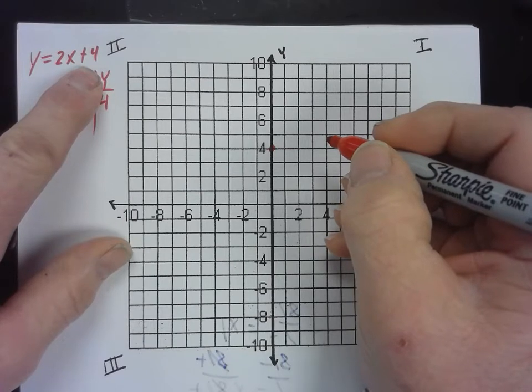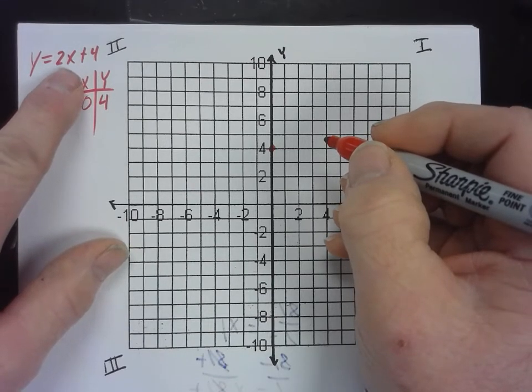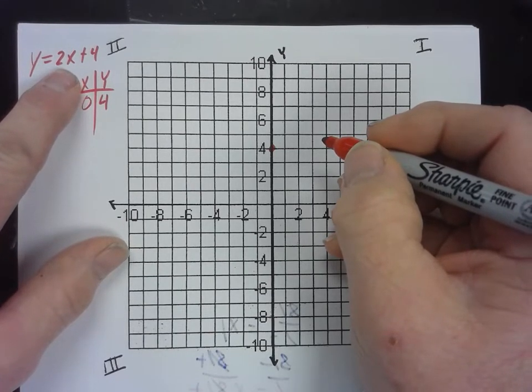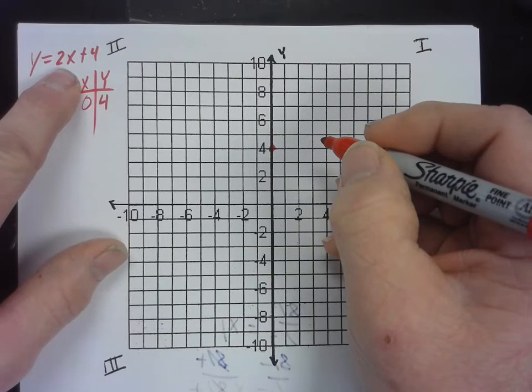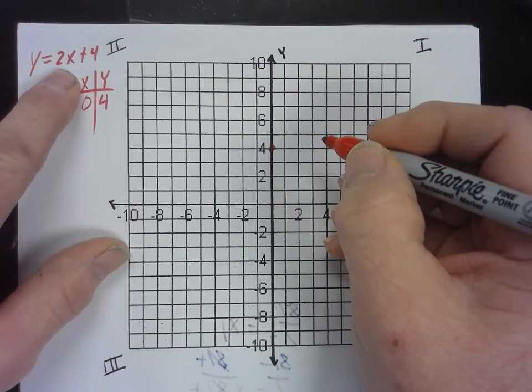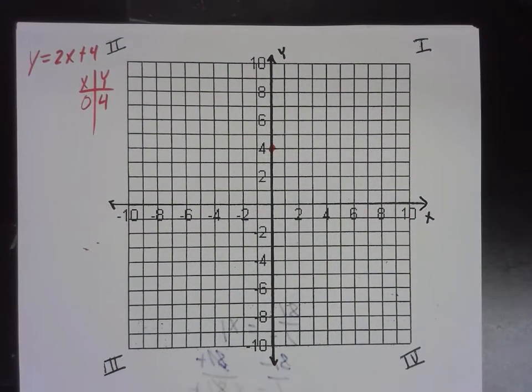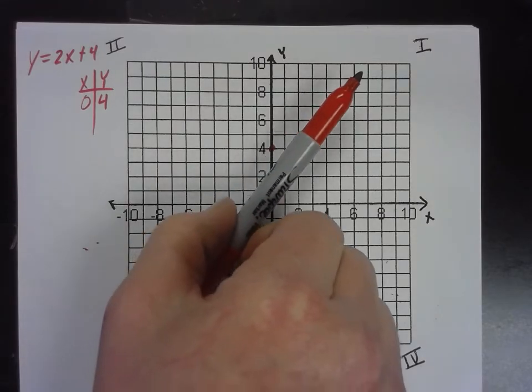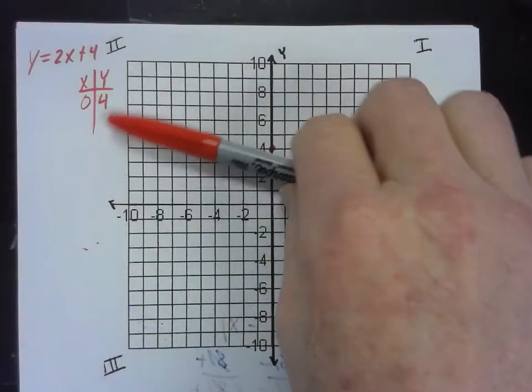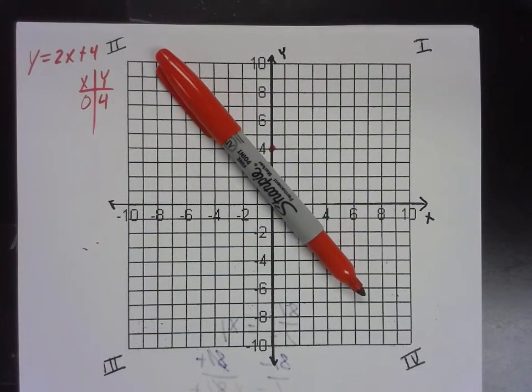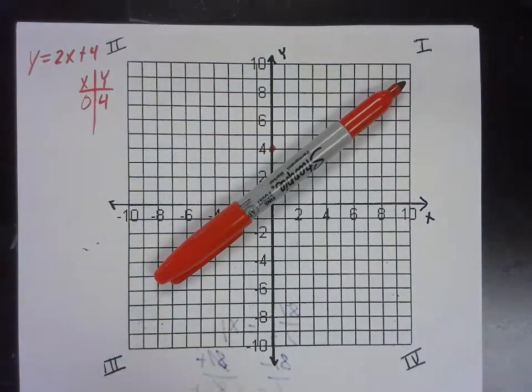Okay? Notice the coefficient of x. What is the coefficient of x? Say it louder. 2. Let's all try it. What's the coefficient of x? 2. Yeah, 2. Okay, notice that it's positive. What does that tell you about this line? Is it going up from left to right, or is it going down from left to right? It's going up. Okay, it's going up from left to right.